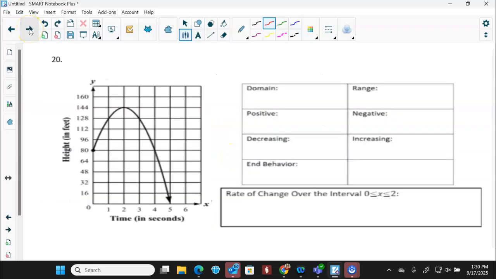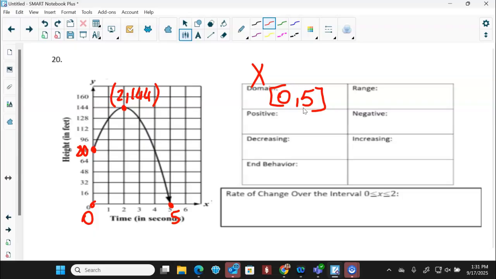And then the last question right here. All right, so this is again a real life event, whatever that event is. We start at 80. We go up to 144 for our height and time, and we end at 5. I want you to make sure you're recognizing these points, okay, for yourself. So domain, which is X value, goes left to right. It's from 0 to 5, and we include both because this is a real life event. 0 seconds and 5 seconds are all part of that story.